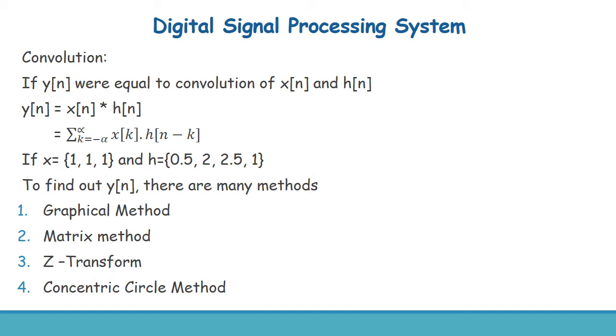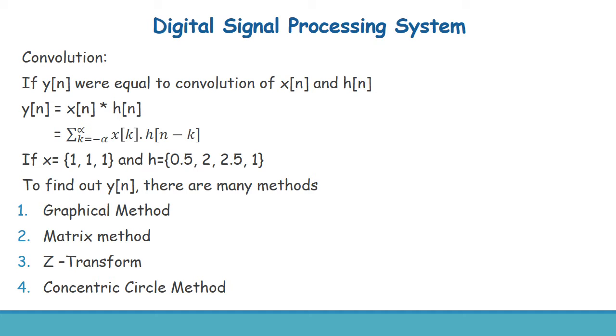Now how do we do convolution? There are so many methods to do convolution: graphical method, matrix method, Z transform, concentric circle method. Right now we are going to learn the first two methods. After we complete Z transform, I'll show you how convolution can be done using Z transform. And after we complete concentric circular convolution, I'll teach you how to do convolution using the concentric circle method. That is when we come to the third unit.